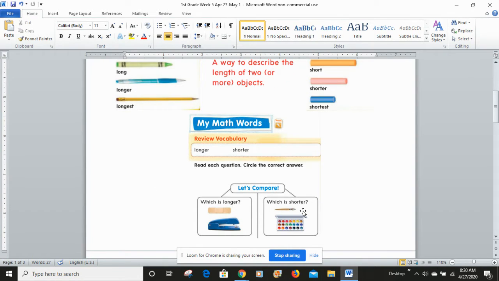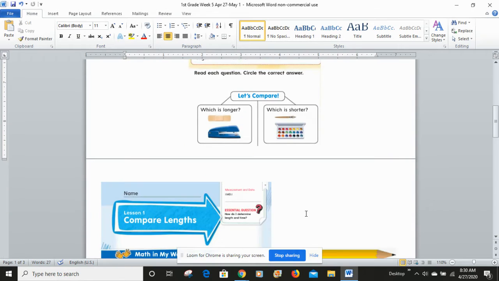Over here, we've got a paintbrush and a paint set. Which is shorter? So we can look and we can measure. They both kind of start at the same place, and the paintbrush is shorter than the paint set. So longer and shorter. Let's take a look at one more.